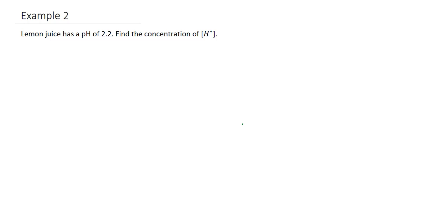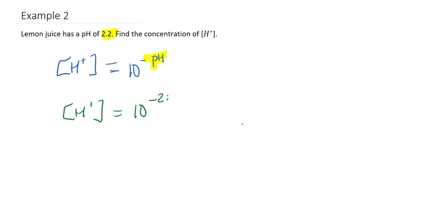Example 2: lemon juice has a pH of 2.2. Find the concentration of H+. We're going to use our second equation. What does it look like? We have the H+, which is what we're trying to solve for, equal to 10 raised to the negative pH. All we have to do is plug that in. So we find H+ by 10 to the negative 2.2.